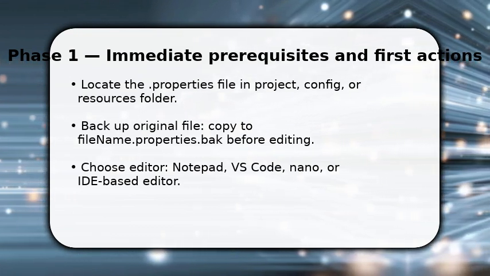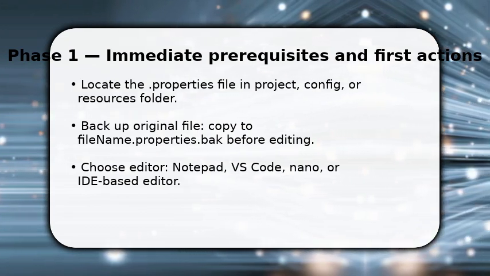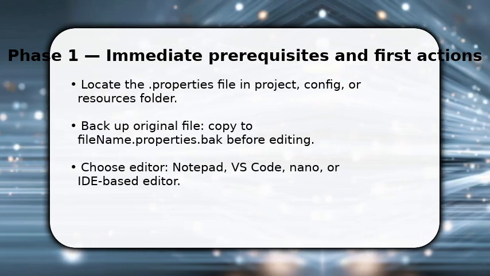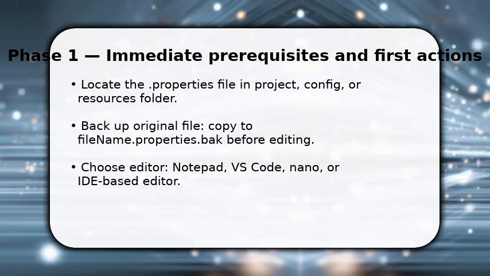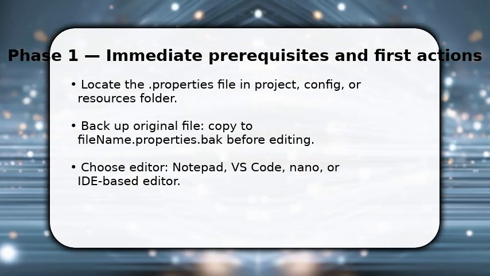Next, choose an editor that preserves Unix line endings if required. VS Code or Nano are safe. Open the file with the editor. If you see encoding issues, switch to UTF-8. Once done, scan the top lines for comments that explain keys and expected value formats.